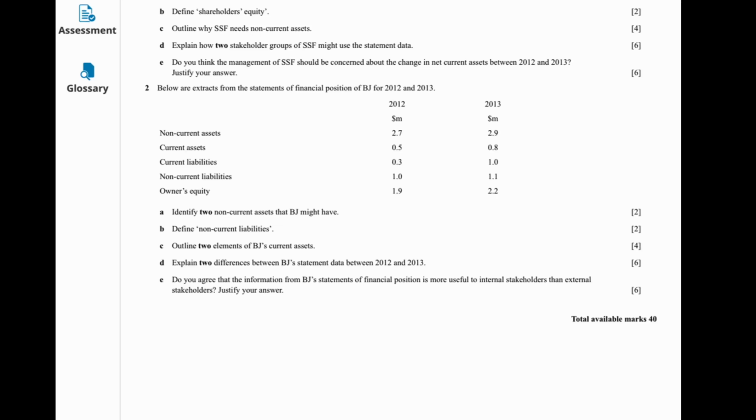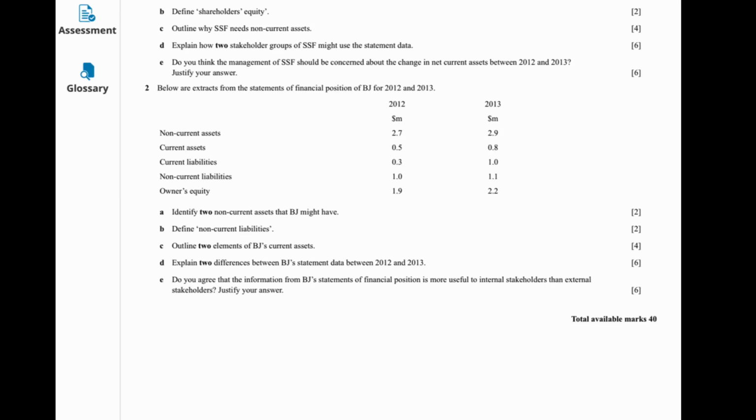C, outline two elements of BJ's current assets. It could be inventories. If you are saying inventory, it should be raw materials, part-finished goods and finished goods. The other answer should be trade receivables, which means money owed to the business by customers who have been sold goods on credit. That is for C. This is a 4-mark question.